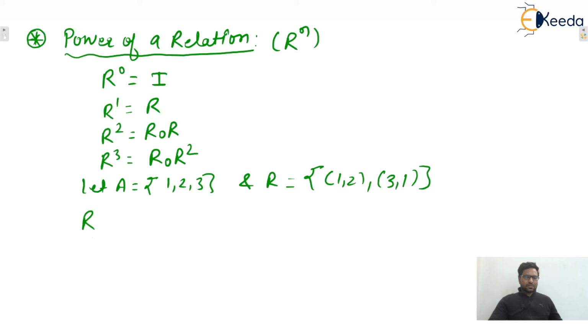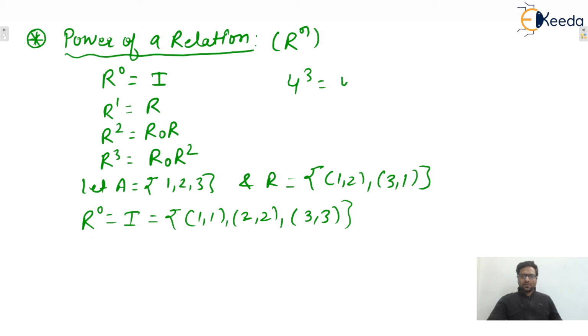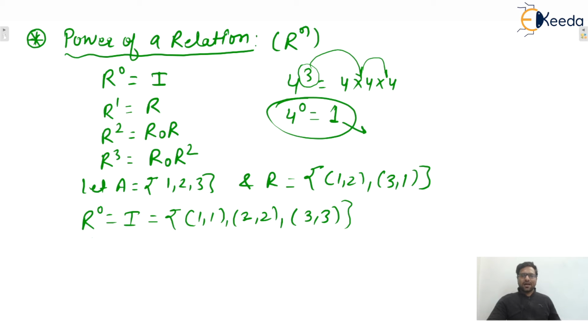So what will be R raised to power 0? That is the identity relation, so we can say that it is (1,1), (2,2), and (3,3), isn't it? Why? Let us consider one example. In mathematics, 4 cube means multiplying 4 three times, isn't it? Raised to power means multiplication. So 4 power 0 will be 1. Why? Because 1 is the identity element for multiplication.